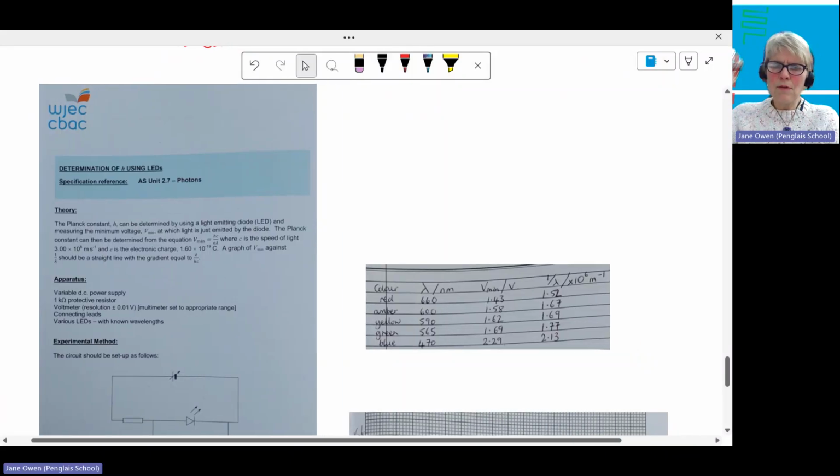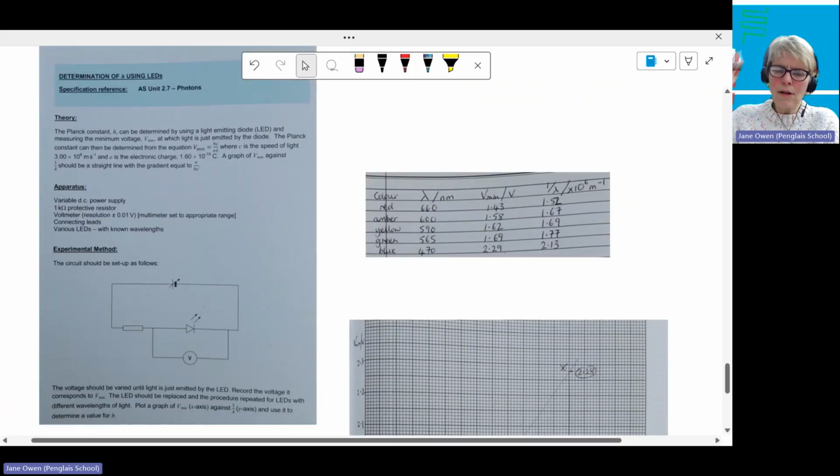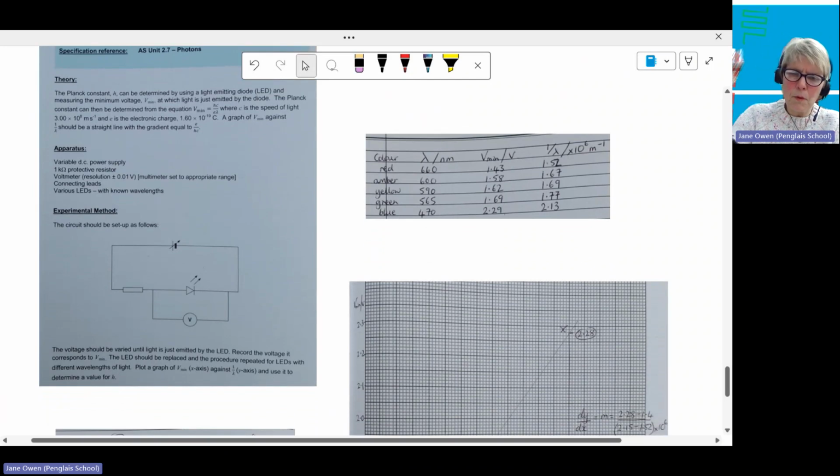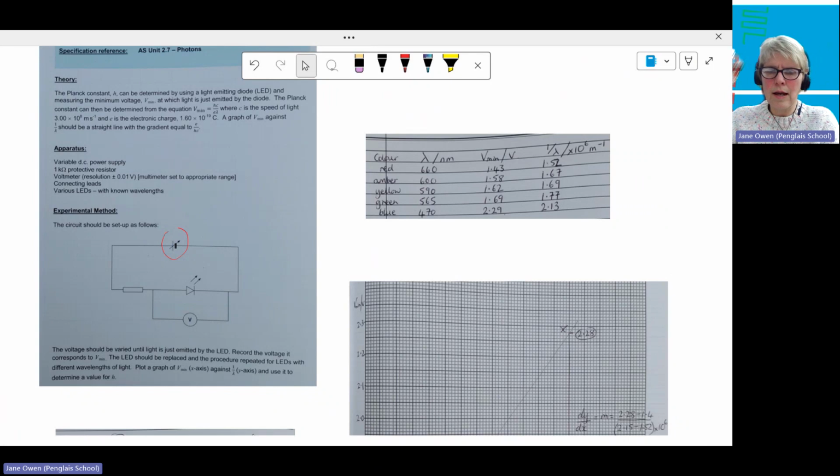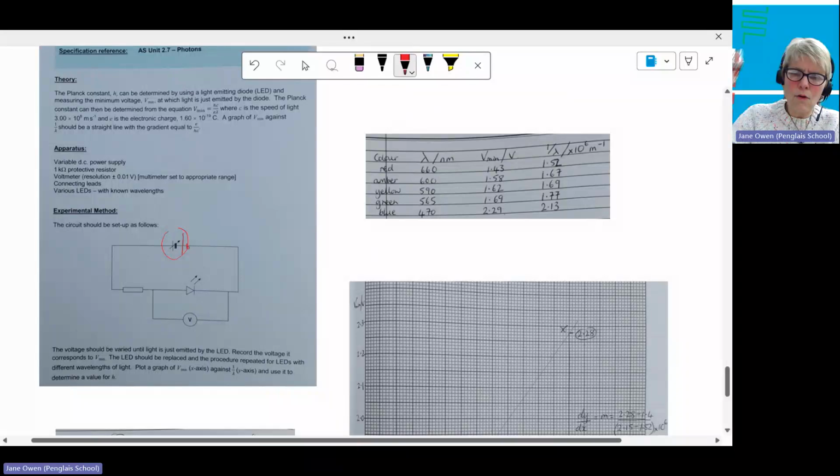This is one of my favorite experiments. It's determining Planck's constant using LEDs. It's surprising how close you can get. Basically, you've got a variable power supply. This is poor here because you can't change one cell, but you can change a power supply with an arrow going through it. Perhaps we ought to have a range of cells here with an arrow going through it so you can change the number of cells, or you set up a potential divider from one cell. That might be a better way, because you need to be able to vary the voltage across the LED.